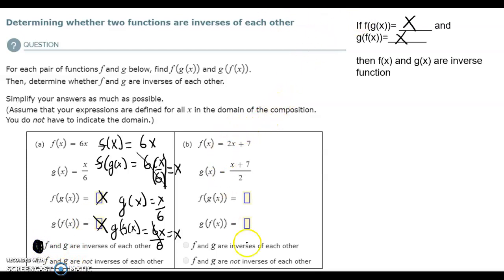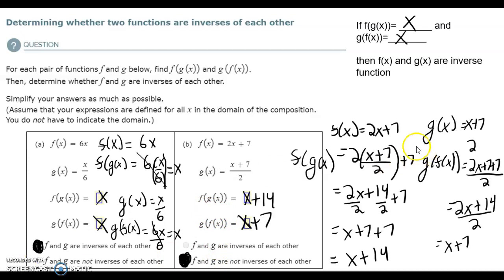Let's go ahead. I want you to try this with b. So you're going to put g inside of f, and then you put f inside of g. Let's pause the screen and do this one on your own. Okay, so when we did f of g of x, we should have gotten x plus 14. g of f of x, x plus 7. Since we did not get out an x, they are not inverses of each other.